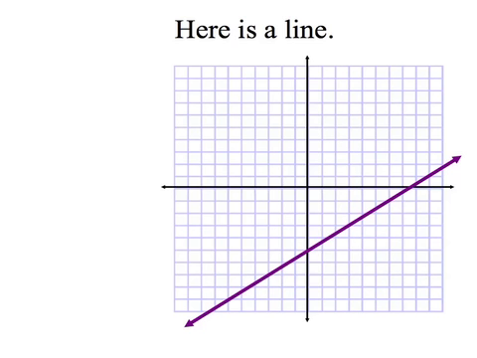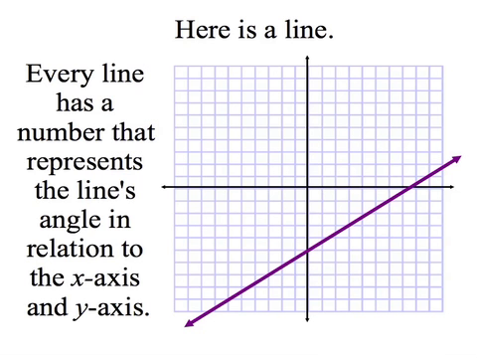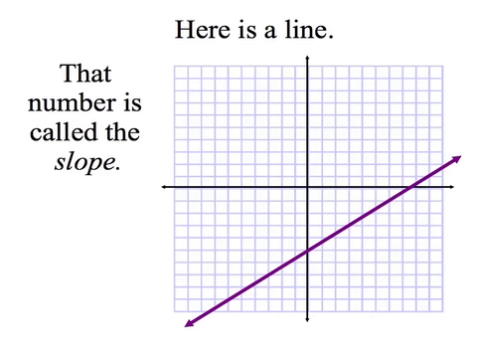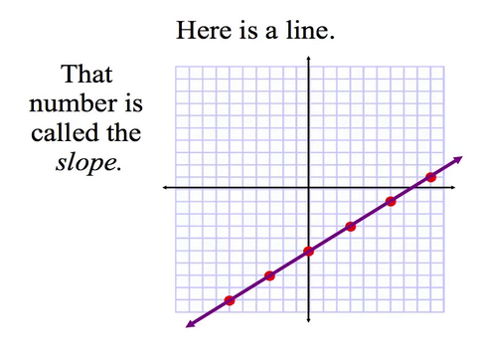Here is a line. Every line has a number that represents the line's angle in relation to the x-axis and y-axis. That number is called the slope of the line. On this line, we've marked the points that have coordinates that are integers. There are infinite points on any line, but it's easier to work with the points that have coordinates which are integers.